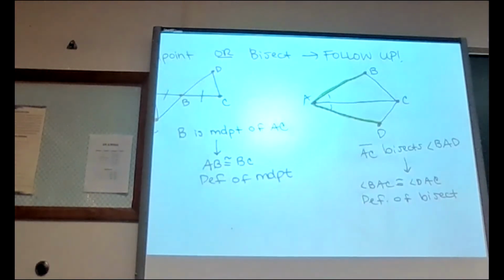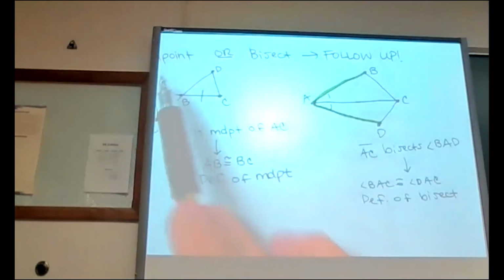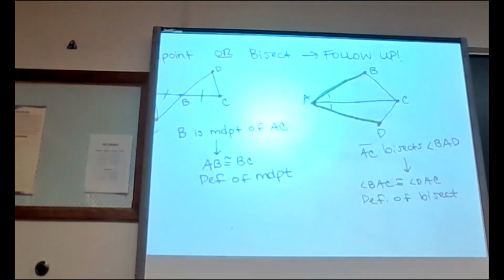Midpoint is always in segment that's cut in half. Bisect sometimes is used with angles, sometimes is used with segments. So it's not necessarily always an angle that's cut in half. It could be a segment, but this one can kind of be used for both. This is always going to be two congruent segments.